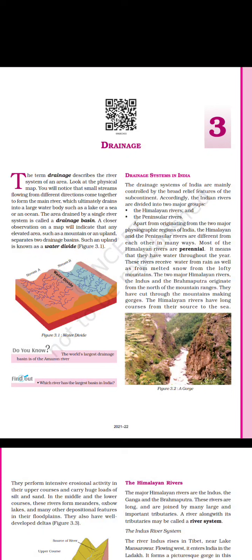Most of the Himalayan rivers are perennial. It means that they have water throughout the year. These rivers receive water from rain as well as from melted snow from the lofty mountains. The two major Himalayan rivers, the Indus and the Brahmaputra, originate from the north of the mountain ranges. They have cut through the mountains, making gorges. The Himalayan rivers have long courses from their source to the sea.